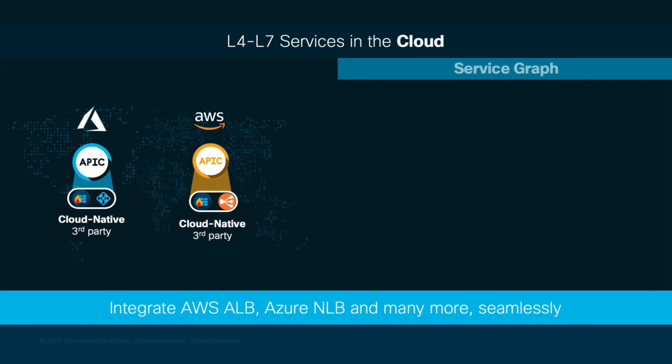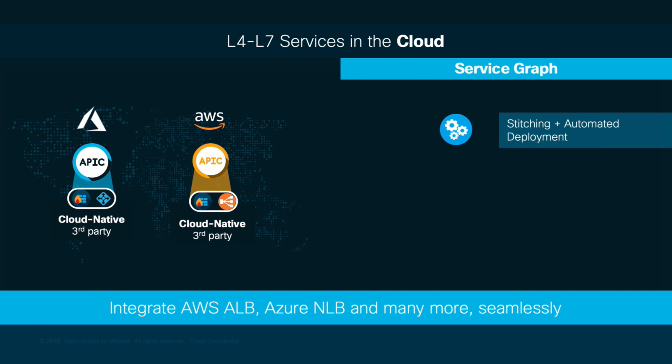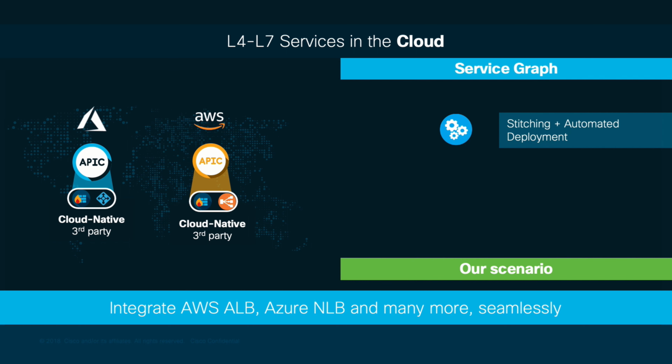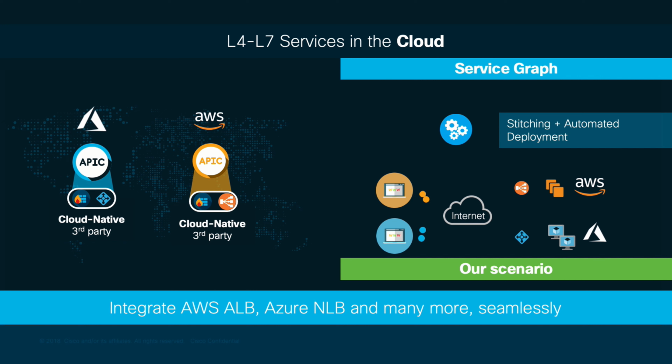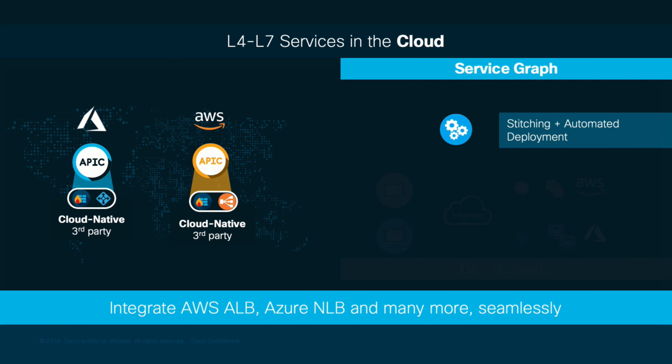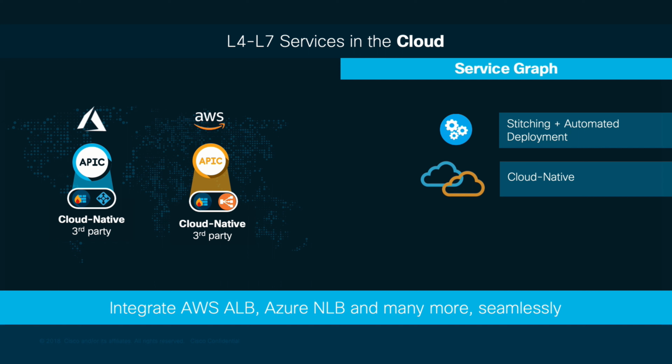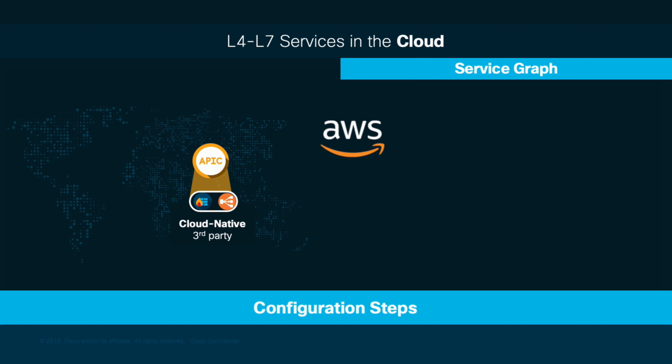Service Graph is the mechanism that we're going to use to stitch external EPGs to the endpoint groups connecting the application. In this case, our app is going to be a web server. The integration is cloud native, leveraging all the functionalities cloud environments have to offer in regards to policies and business continuity. If you desire, you can also automate the integration of third-party devices such as firewalls and service load balancers. Let's begin deploying our ALB on AWS.